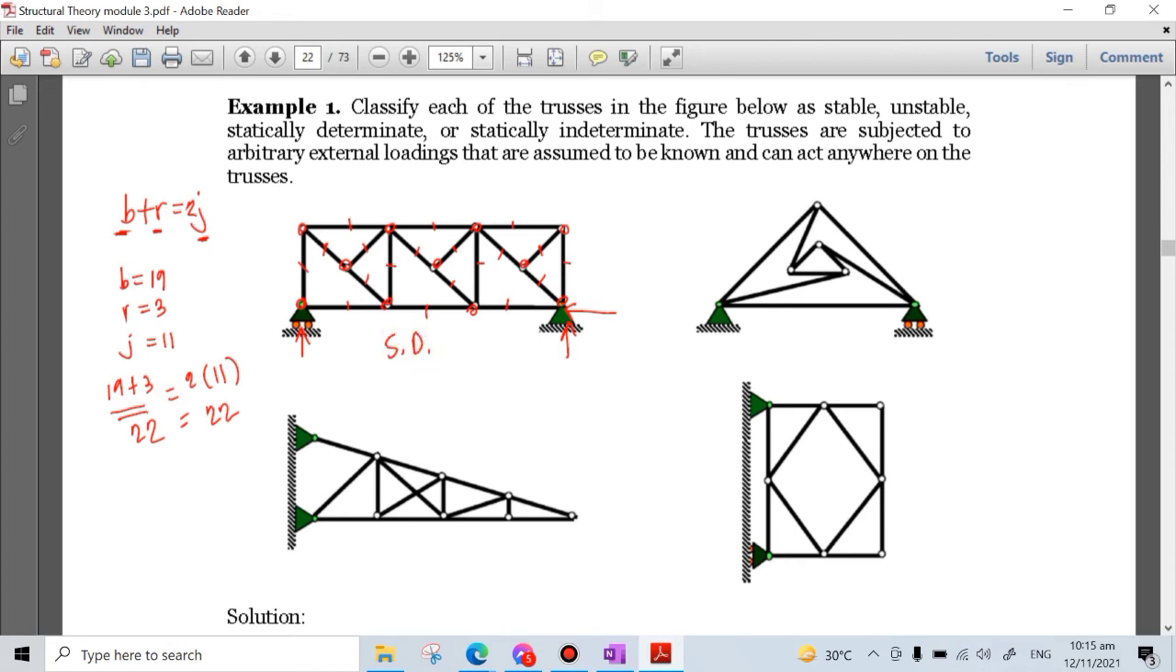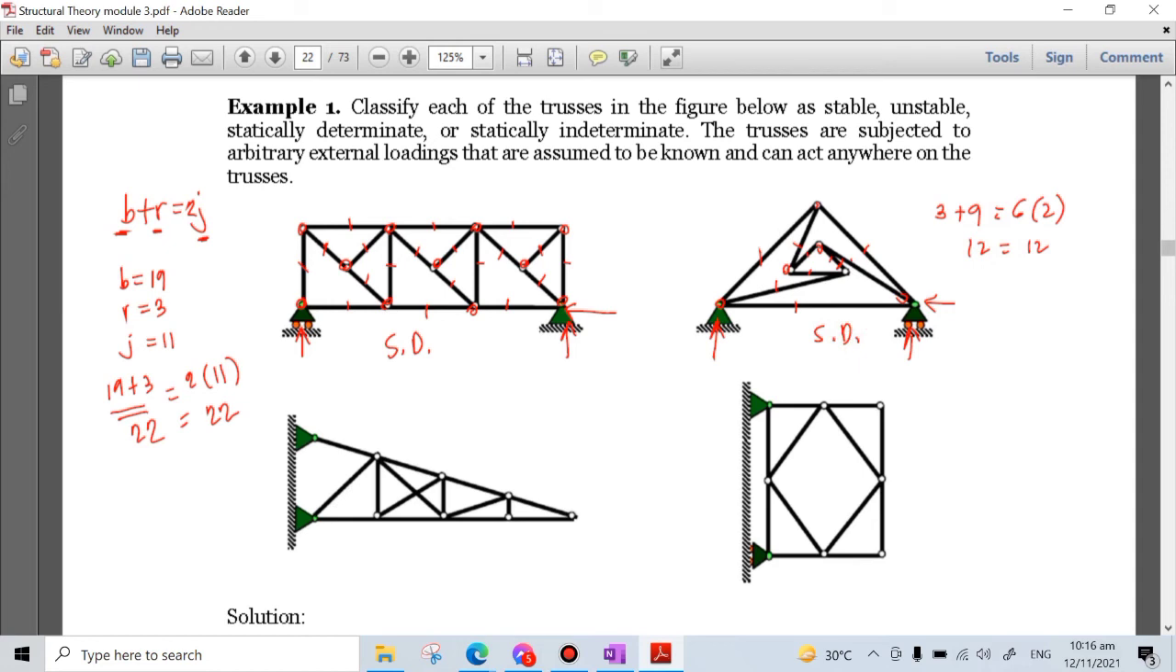Next truss. So, number of reactions, we have 1, 2, 3. So, lalagay ko na siya dito sa reaction. The number of members, we have 1, 2, 3, 4, 5, 6, 7, 8, 9. So, plus 9. And we have the number of joints. We have 1, 2, 3, 4, 5, 6. So, 6. That is times 2. So, 12 is equal to 12. So, this is statically determinate.